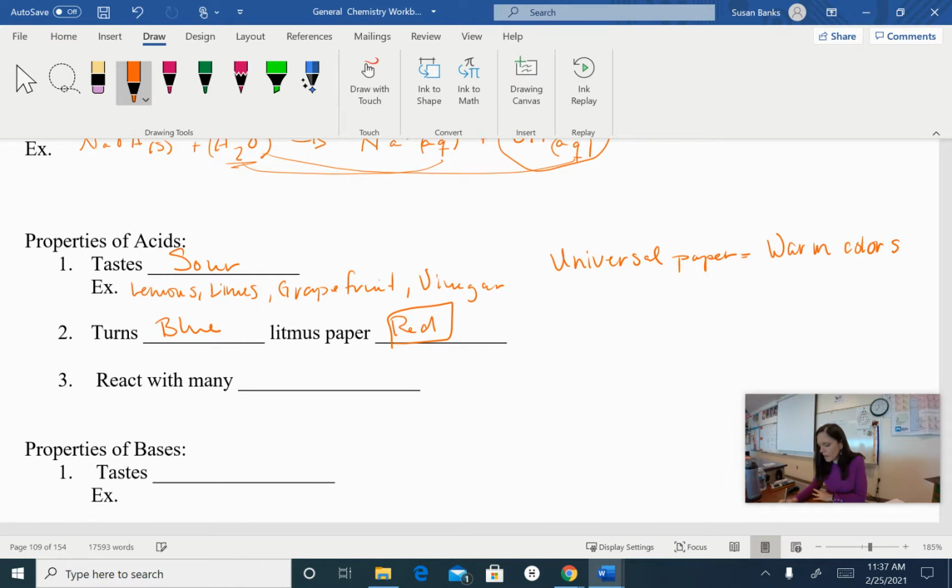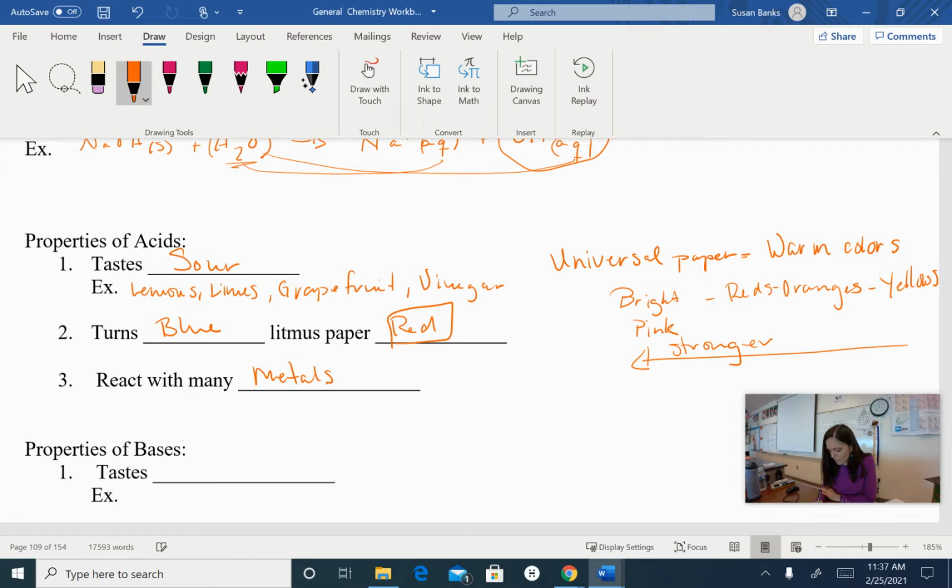If you've ever done color theory, warm colors are the reds, the oranges, and the yellows. So reds to oranges to yellows are what we will get for acids. Now, the reds and sometimes bright pink will also be here. These get stronger the more you go towards the reds and the bright pink. Yellows are our weaker acids. Acids also react with many metals. They will react with a lot of metals.